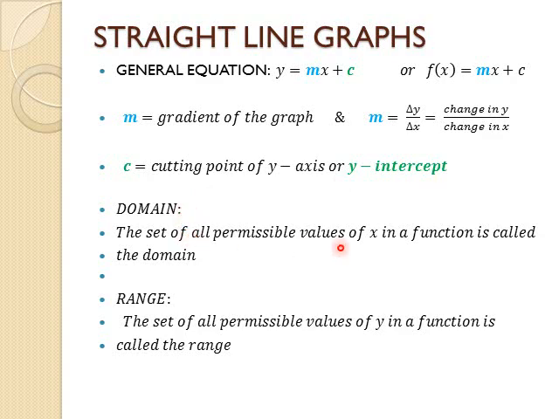Right? We assume you remember domain. The set of all permissible values of x in a function is called the domain. In simple terms, that basically means how many x values the graph will touch if I continue drawing it. If you extend it on both sides, left and right, how far will it go before it can't go anymore? For range, the set of all permissible values of y in a function is called the range. So now we're looking at how high the graph is going up and how low it's going. So that's my range.